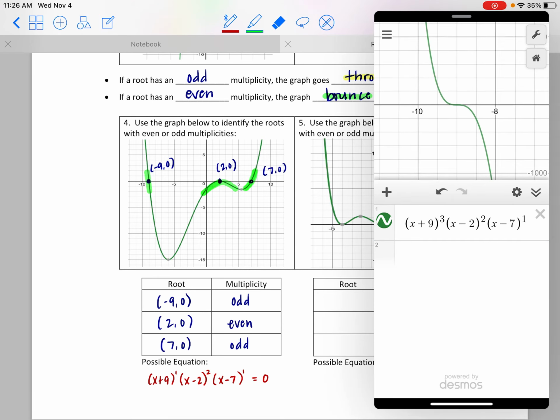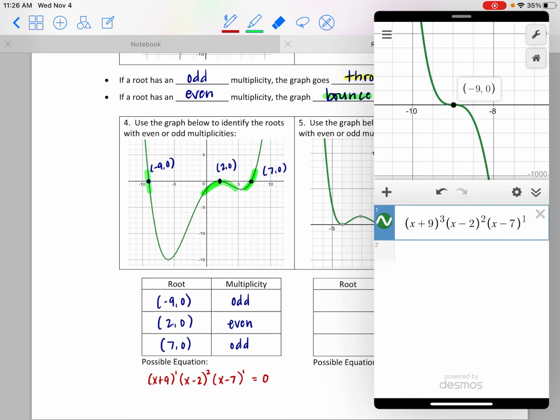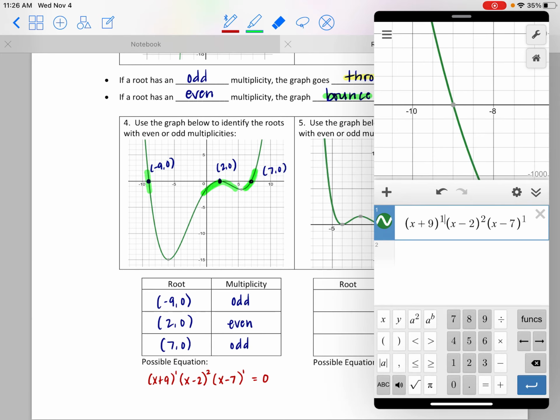The root there at negative 9, okay? When this was a 1, the graph went straight through. When I changed it to a 3, it's more like a cubic function, where it's still going through the x-axis, but see how it's flatter there? We call that an inflection point. When that graph goes through, but it goes through more slowly, that means the degree was probably higher. It's still odd, but probably a higher odd degree.